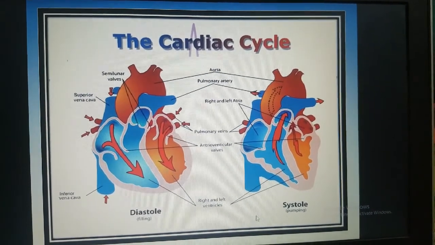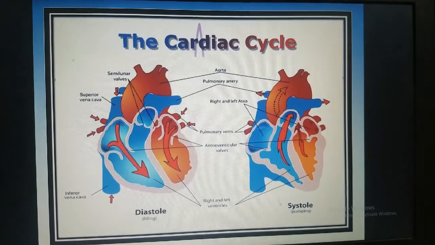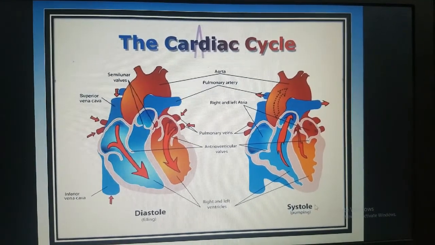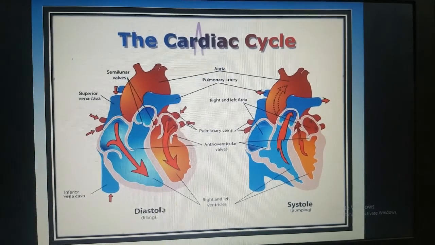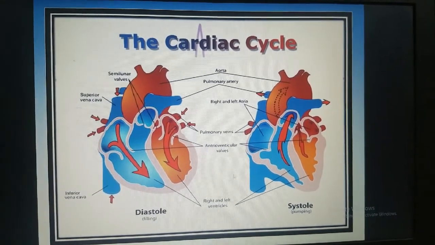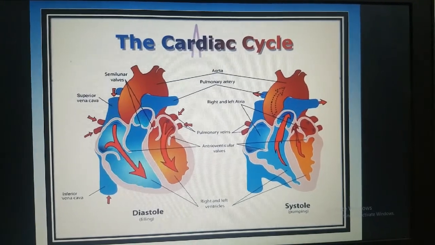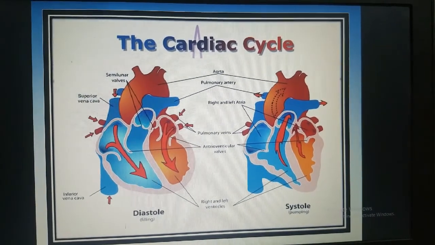Now, before we start the cardiac cycle, we have to come across these two terminologies. One is systole and the other one is diastole. When we say systole, it means contraction. When we say diastole, it means relaxation.